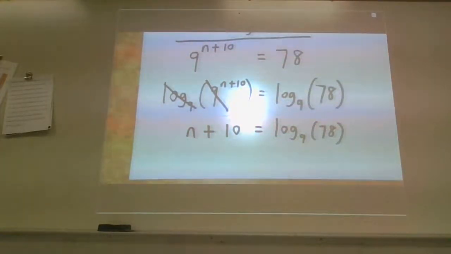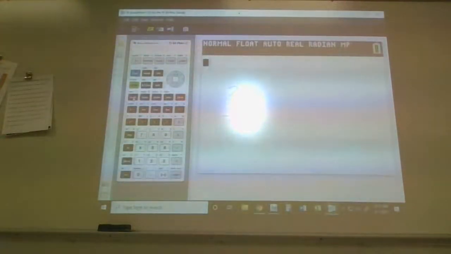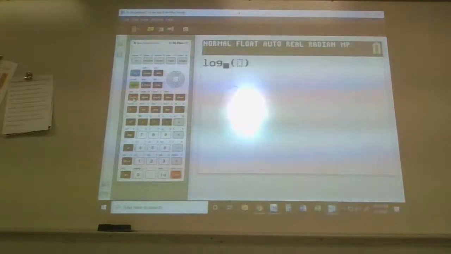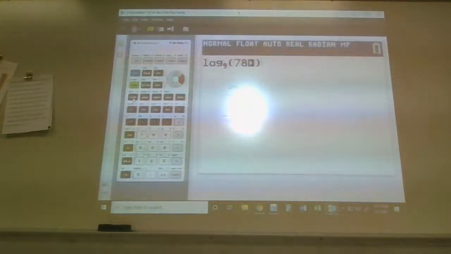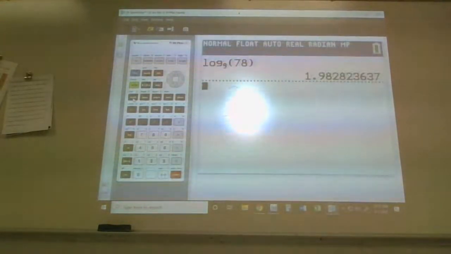First, if you have the TI-84, which you do on your Chromebooks, you could do this. Math, log base, 9, 78, in that exact order. You have to have the base on there. You have to have the 78 in there. And you get that decimal. I'll write that down. 1.983 is approximately what it is. That's not my final answer, but we'll deal with that in a moment.